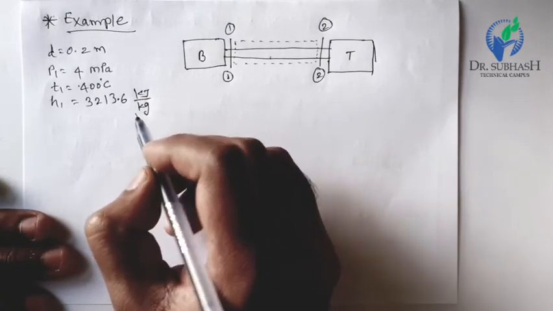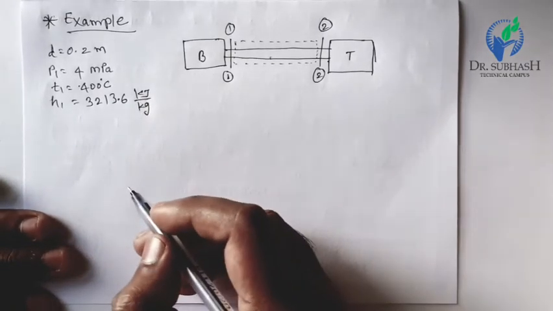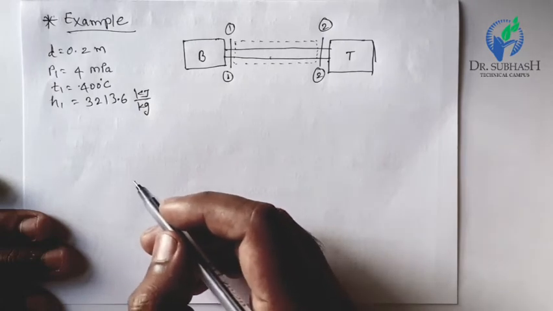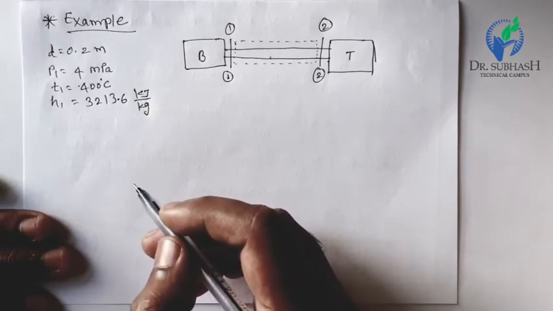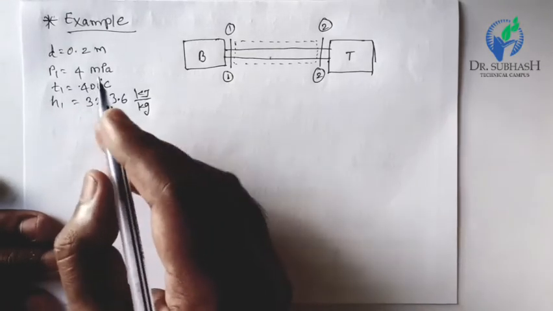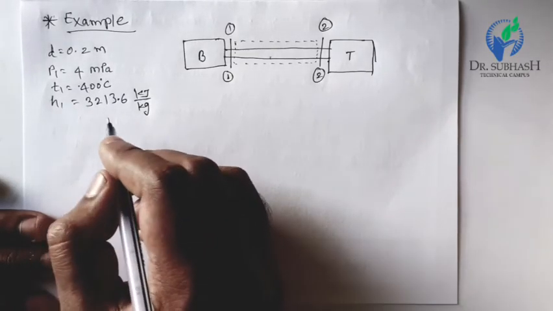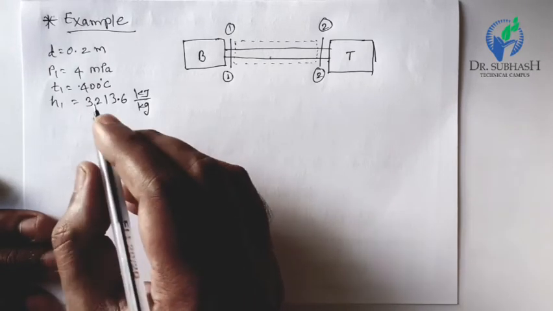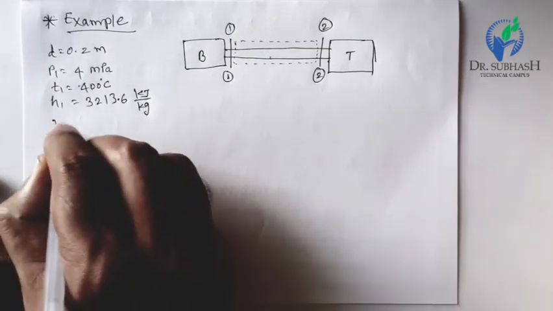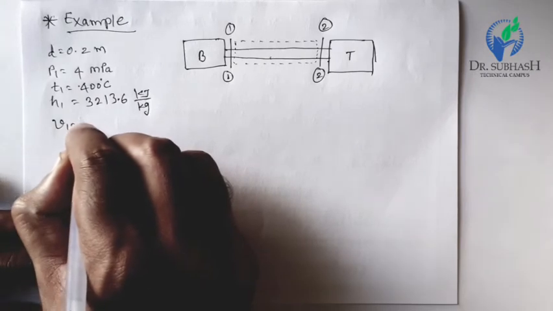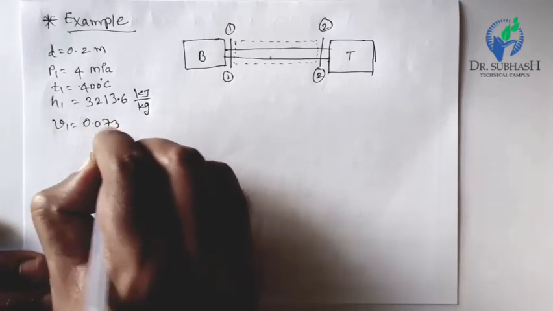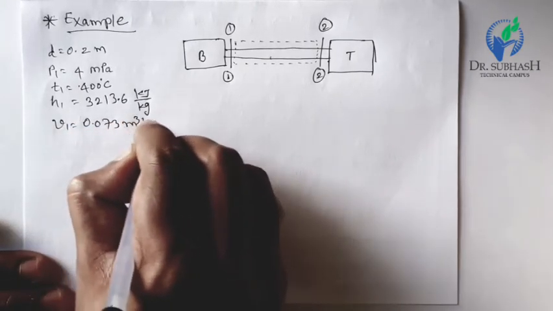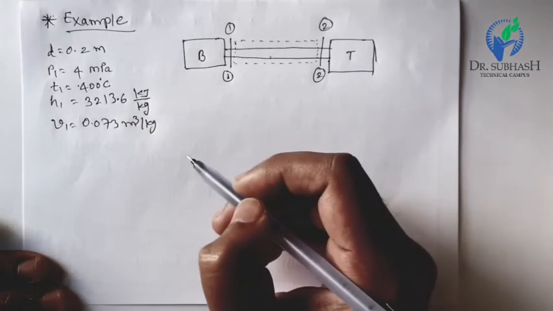Keep in mind enthalpy is given per unit mass. So you have to consider that between the two equations we have, the first is based on per unit time and the other is per unit mass. This is the condition given at the inlet, and one more property is given, the specific volume V1 equal to 0.073 meter cube per kg. So this is the data given at the inlet.